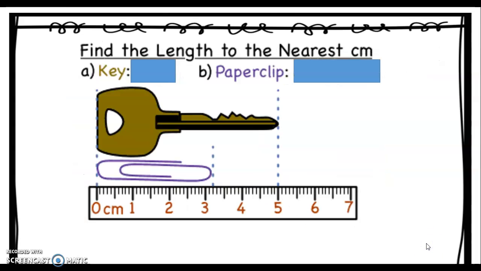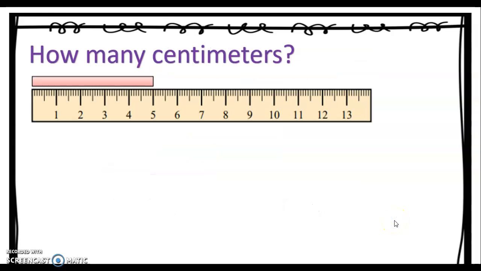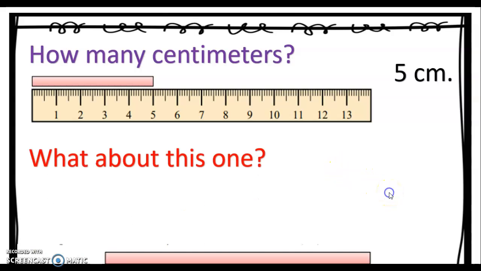Let's keep going. Now we're measuring to the nearest centimeter. Thinking about your finger. The key is about 5 centimeters, and the paperclip would be closest to about 3 centimeters. Let's keep going. How many centimeters? This pink strip is 5 centimeters long. What about this one?